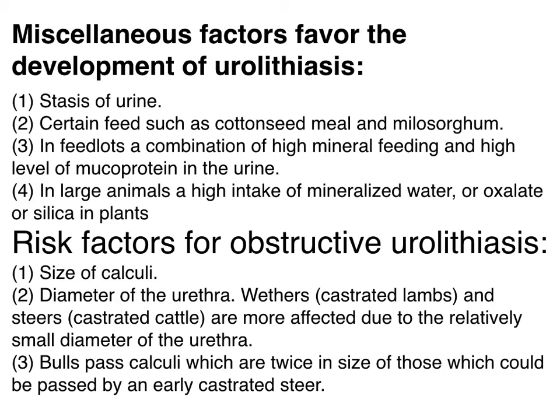أما بالنسبة للعوامل الخطورة فهي of obstructive urolithiasis يعني انسداد، إذا ما كانت الحصوة حجمها كبير فممكن أن تسد لنا جزء من المجرى البولي. فالخطورة مالتها size of calculi. أول وحدة هي حجم الحصوة diameter of the urethra وقطر الإحليل والحالب. Whether castrated lambs and steers, castrated cattle are more affected due to the relatively small diameter of the urethra. دائما تكثر في الحيوانات المخصية. Bulls pass calculi which are twice the size of those which could be passed by an early castrated steer.